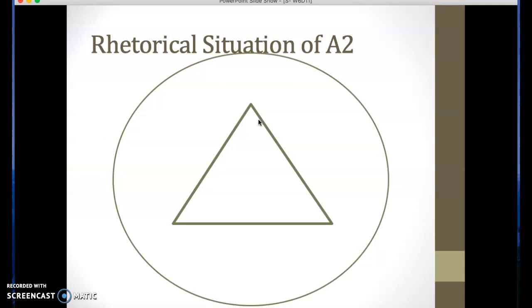So let's talk about the rhetorical situation of A2. We always want to bring things back to that rhetorical situation. We talked about it a little bit last week. We mentioned we have the author, which in this case is you, and then your audience. So that is going to be whatever specific stakeholder you have chosen who can take action on your problem and is affected by it, so has a stake in the issue. And at the center of all of this is the purpose of your paper.